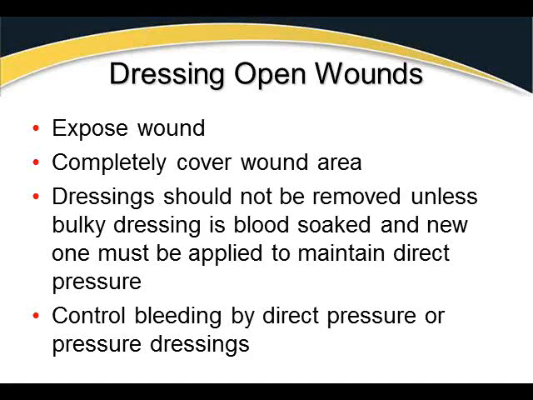So to dress a wound, we're going to expose it. We're going to completely cover that wound area with the dressing. We usually carry various sizes of dressings depending on the type of wound we're dealing with. Those dressings should not be removed unless the bulky dressing gets blood soaked, and then a new one needs to be applied to maintain direct pressure. If we have too many layers, again, we are going to disperse our pressure. Control your bleeding by direct pressure or by pressure dressings. And then you can also consider hemostatic dressings or hemostatic agents, and a tourniquet.